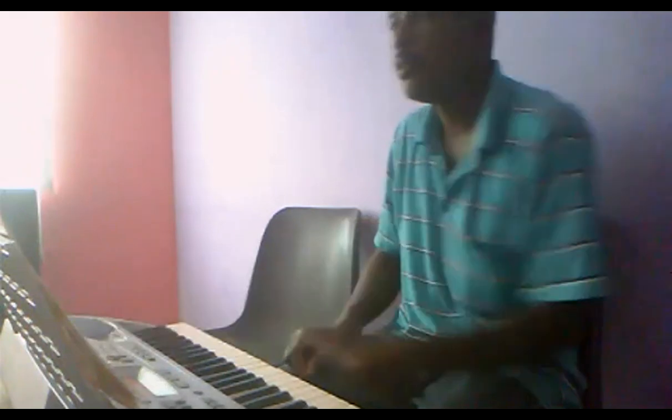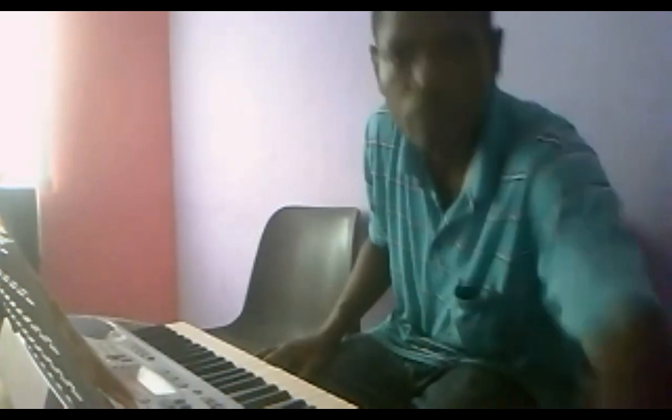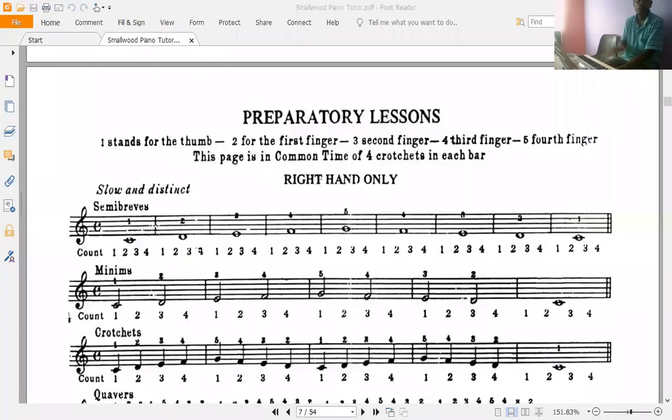Preparatory lesson for right hand only, that's page 5. So on page 5, you have this. Let me just show you the book. So this is what you have on page 5. Preparatory lessons. I'm going to look at just the right hand. So in these preparatory lessons, we're going to start.